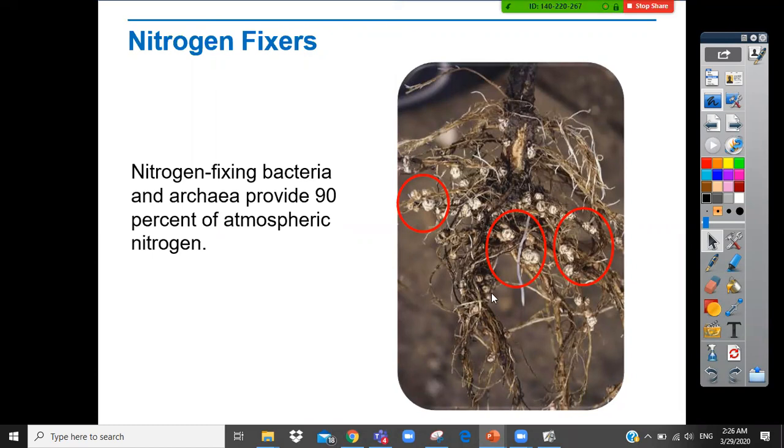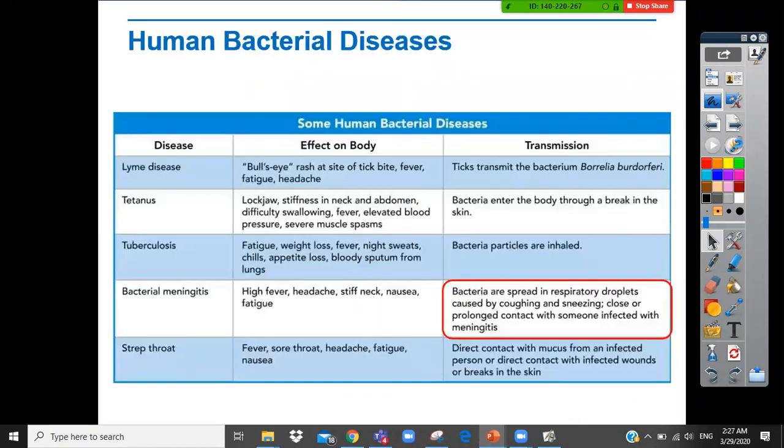If you remember also the nitrogen cycle, nitrogen fixation basically depends on bacteria, or nitrogen-fixing bacteria. Of course, not all prokaryotes are helpful. Some prokaryotes are harmful and they can cause diseases.